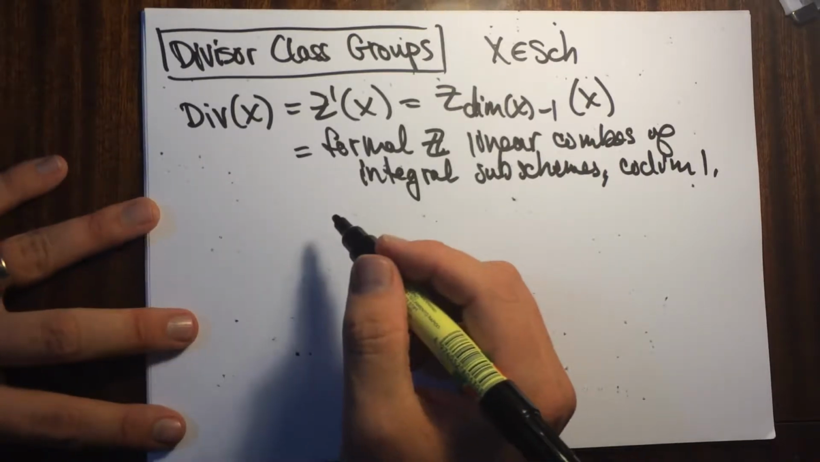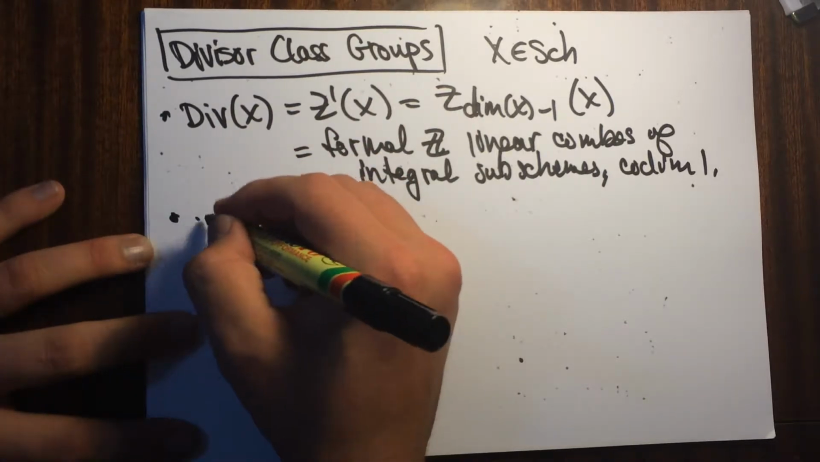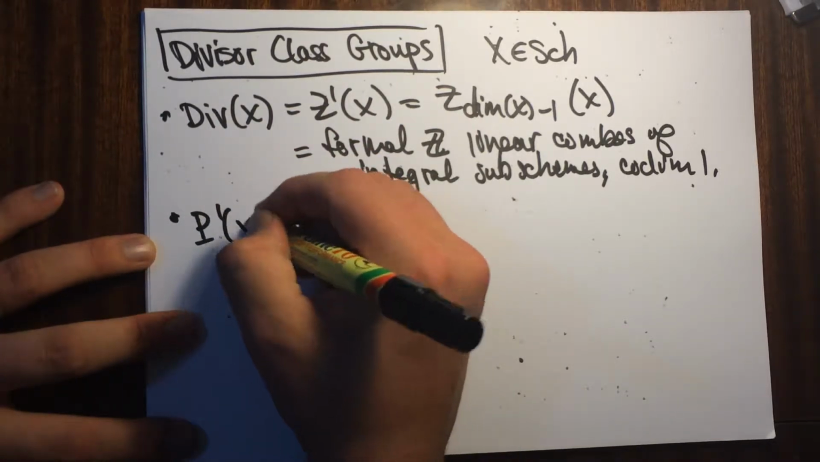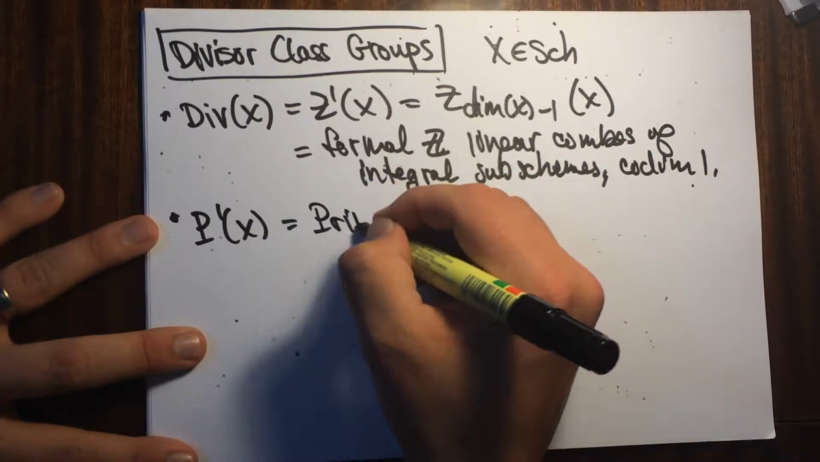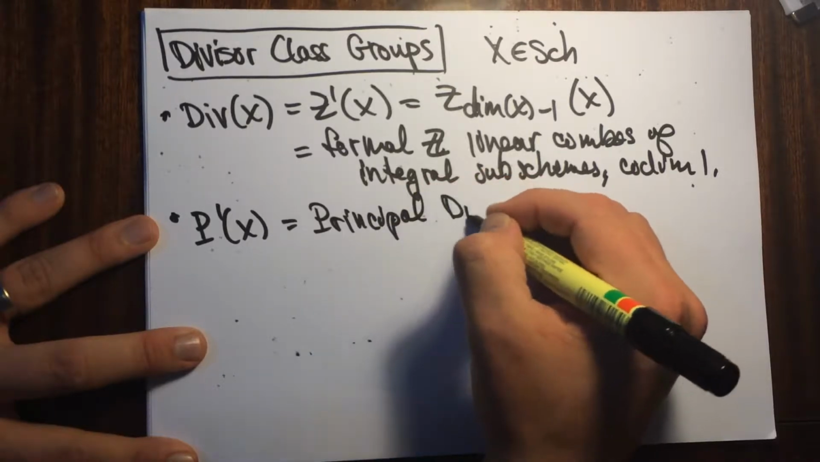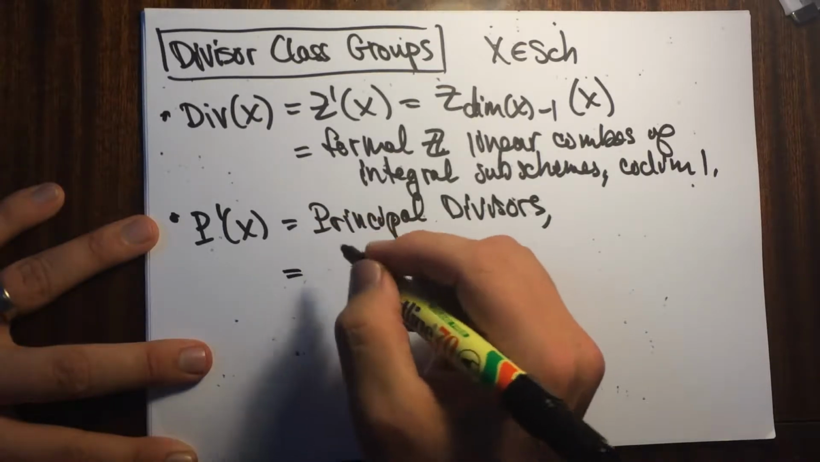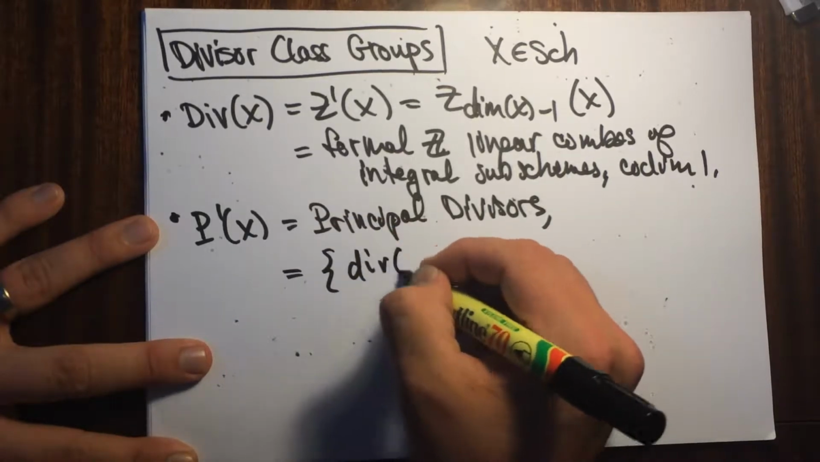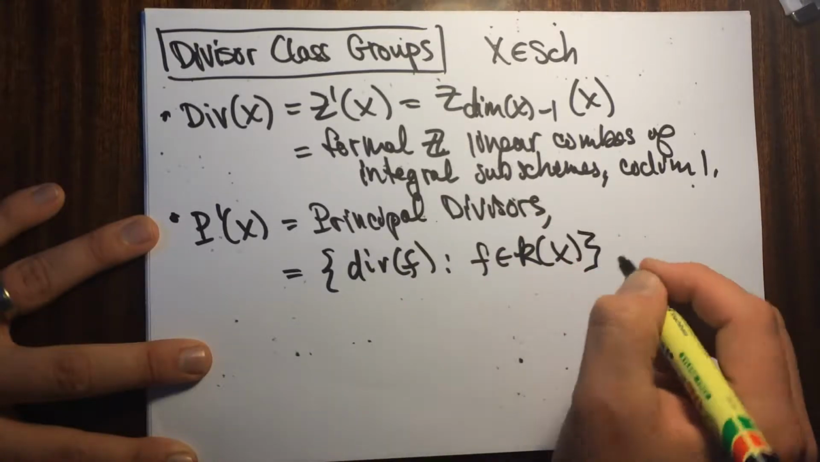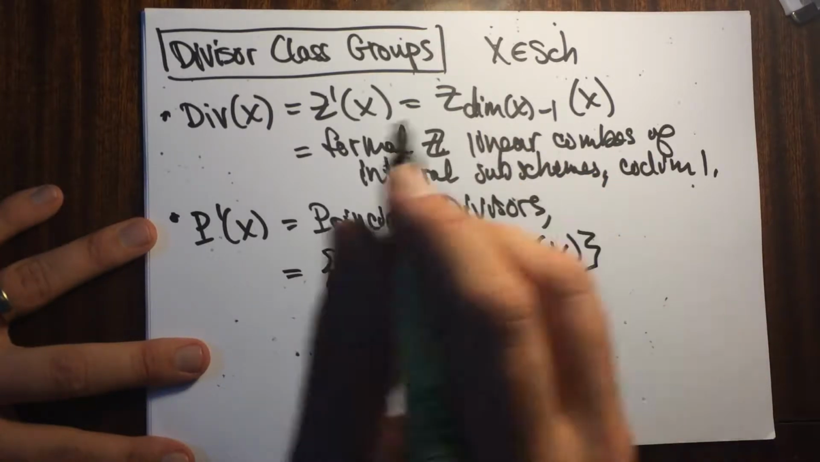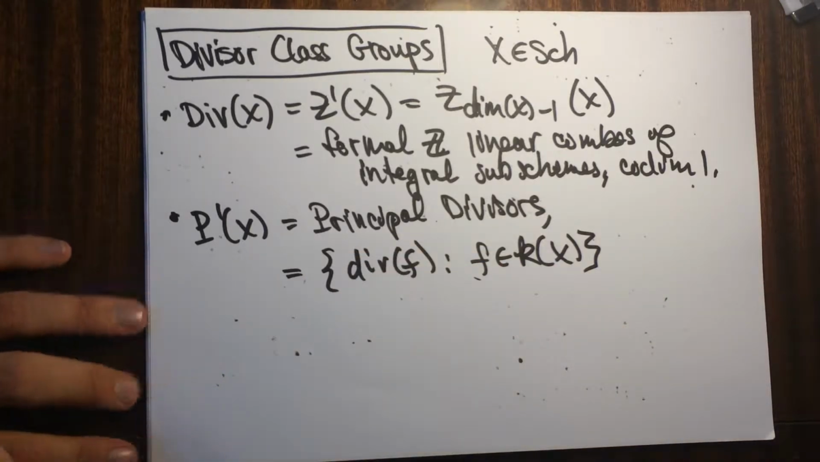So then we define that. So there's this definition, and then we can define P1 of X. So this is going to be the principal divisors. It's going to be the divisors of the form div f, where f is in the function field of X. So let's say that the function field of X makes sense, or we take a component of X, so it does make sense, and then we take the divisors of this.